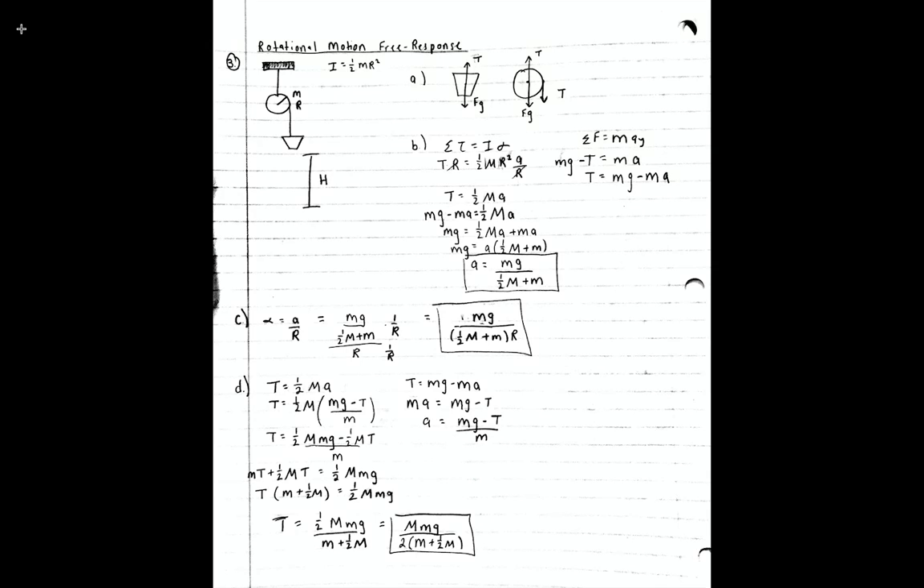In part C, we're asked to find the angular acceleration, which we know is just the linear acceleration divided by r. We rearrange that a little bit to get the expression seen next to part C.